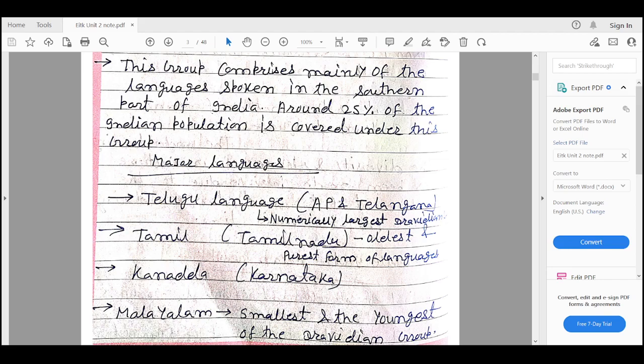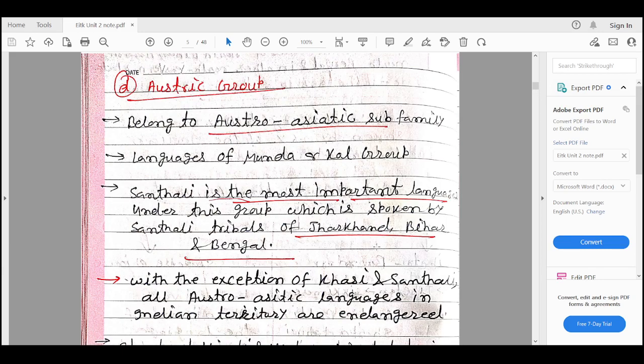Now the third point. The third one is the Austric group, belonging to the Austro-Asiatic subfamily. Here are the Munda and Kol languages. And the important language here is Santhali, which belongs to the Austric family, majorly spoken in the Santhal tribal areas of Jharkhand, West Bengal and Bihar.